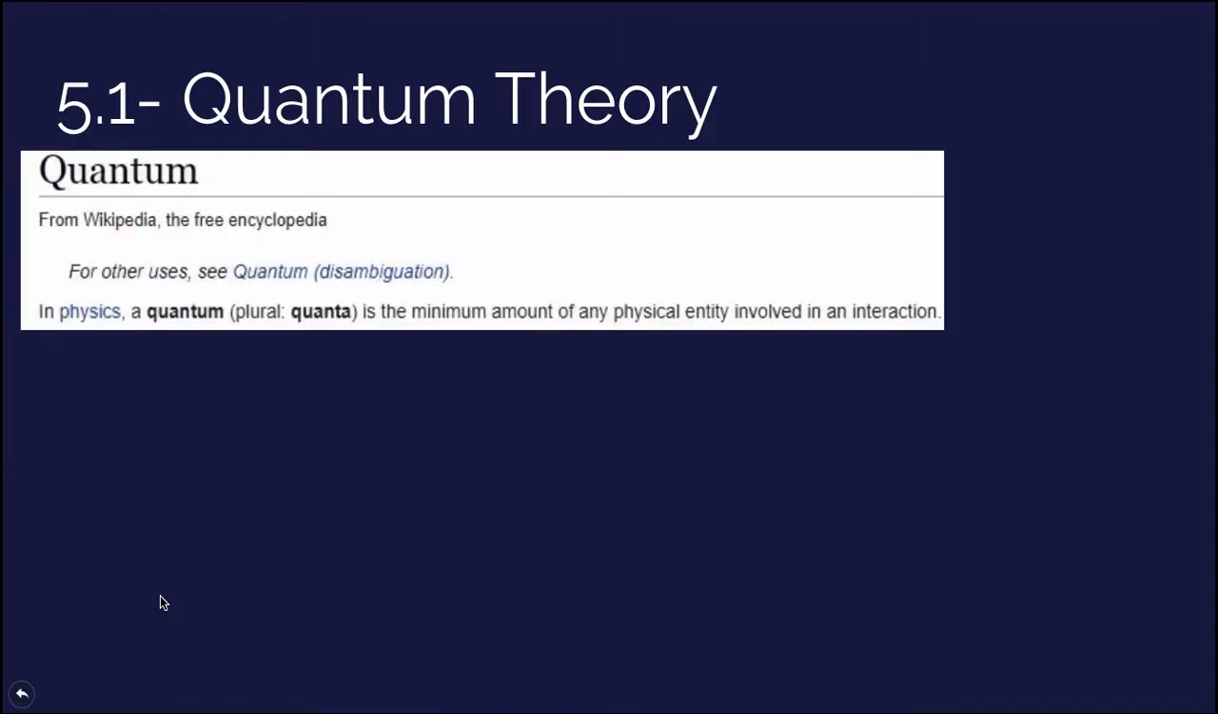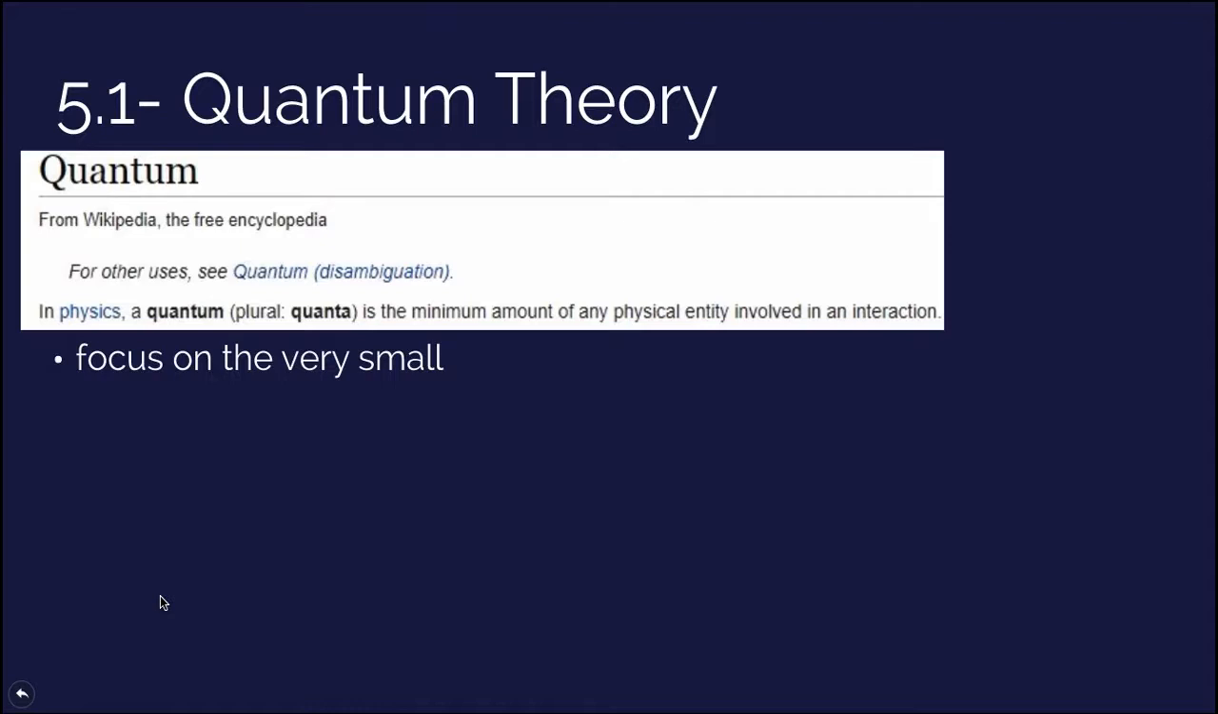So if you look it up on Wikipedia, a quantum is just more of a general term, and according to Wikipedia, it is the minimum amount of any physical entity involved in an interaction. Now, some of those words were a little bit big, so just to demystify that and make it a little bit more simple, we focus on things that are very small.